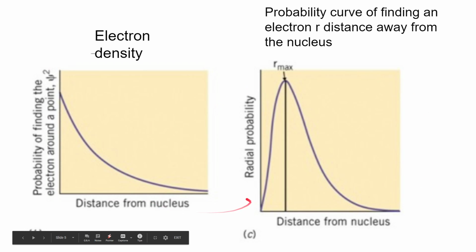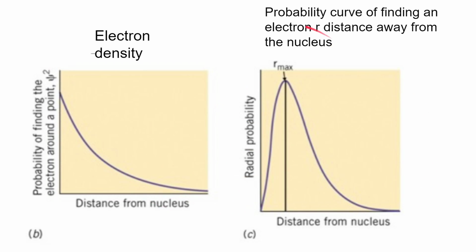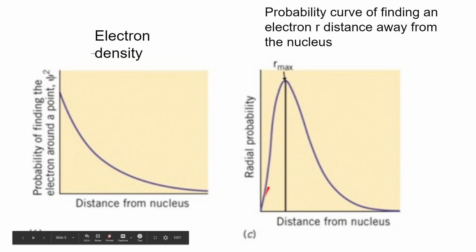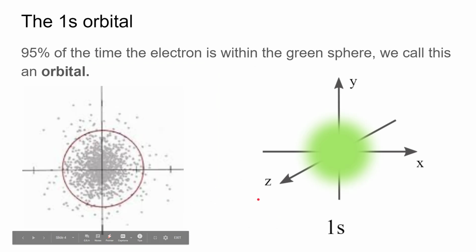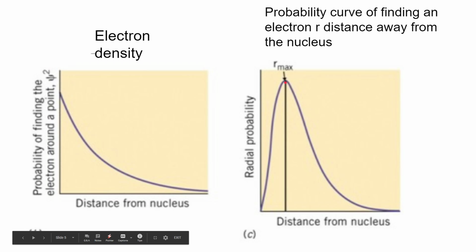Now this represents the same piece of data, but it's slightly different. So, probability curve of finding an electron r distance away from the nucleus. And what this means is it actually peaks here, and then it goes down. Why it's 0 at the nucleus is because at the nucleus it's so tiny that the probability of finding an electron there is very small. But as we go out, the area of the sphere starts to get bigger, and you're hitting more of these dots.